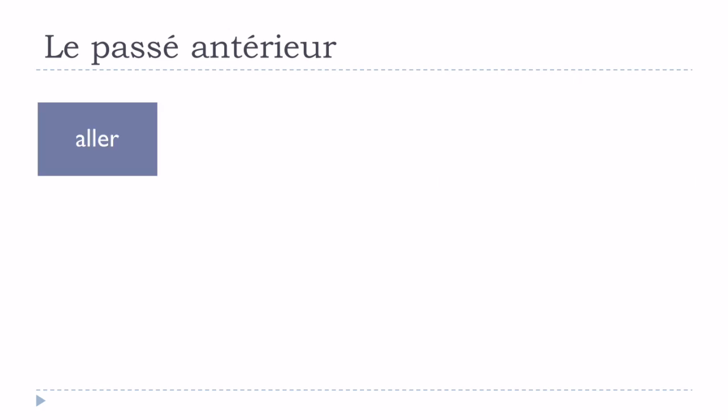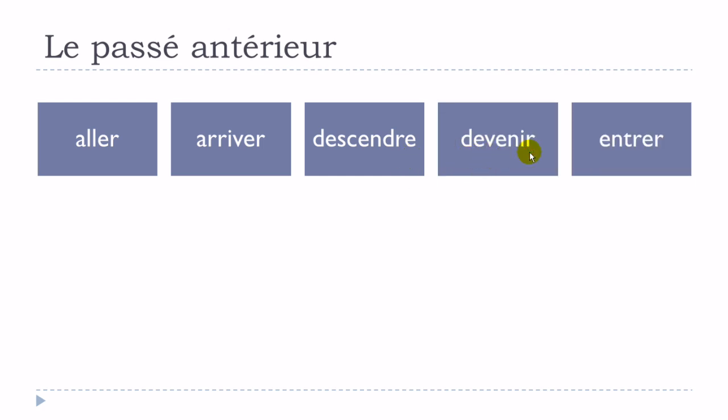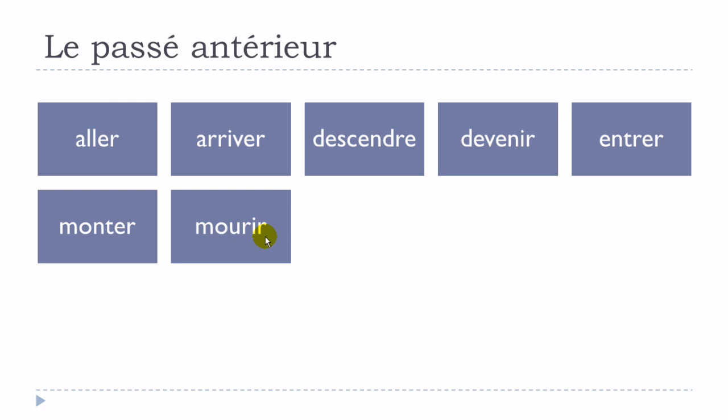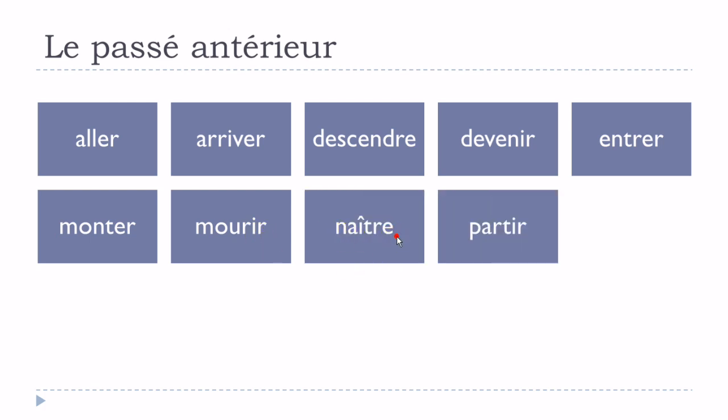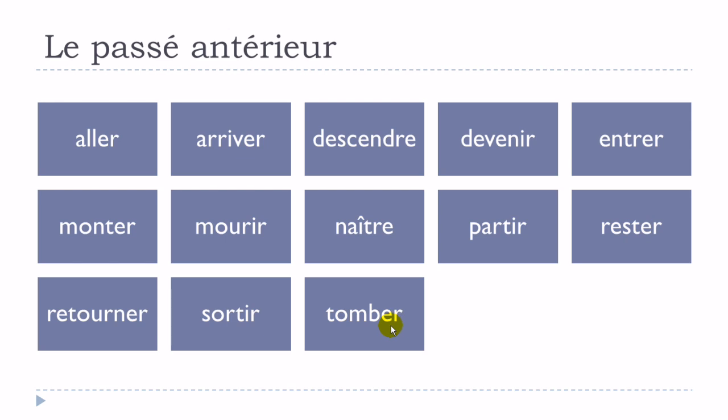Let's see now the verbs that will require the use of être. And we're talking about aller, to go, arriver, to arrive, descendre, to go down, devenir, to become, entrer, to enter, to come in, monter, to go up, mourir, to die, naître, to be born, partir, to leave, rester, to stay, retourner, to return, to come back, sortir, to go out, tomber, to fall, and then venir, to come.